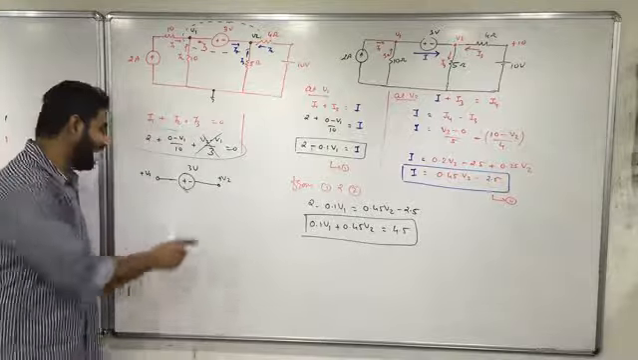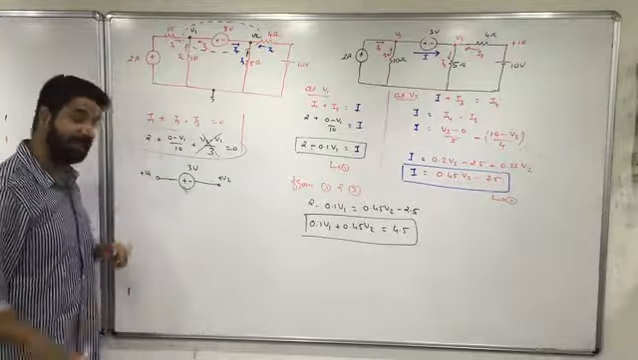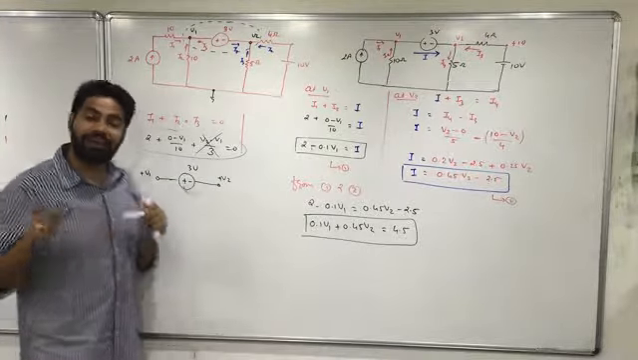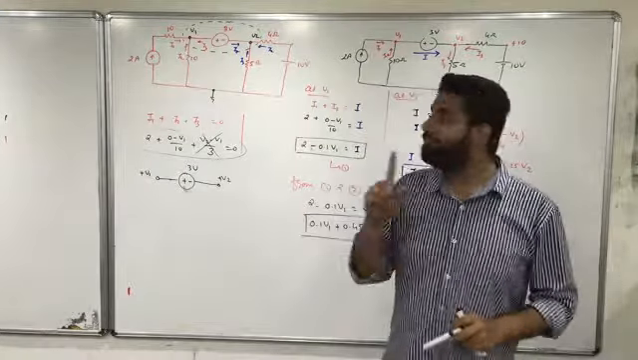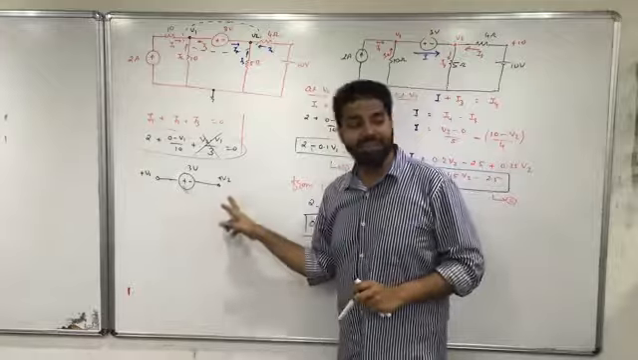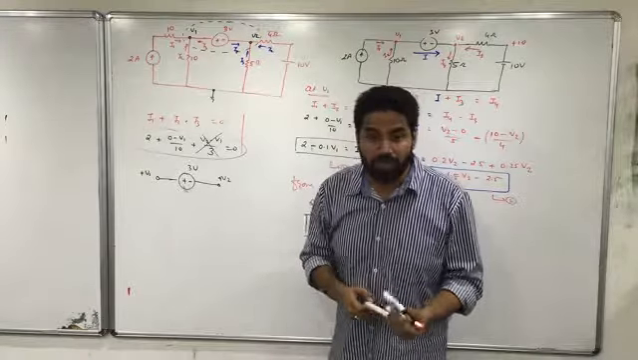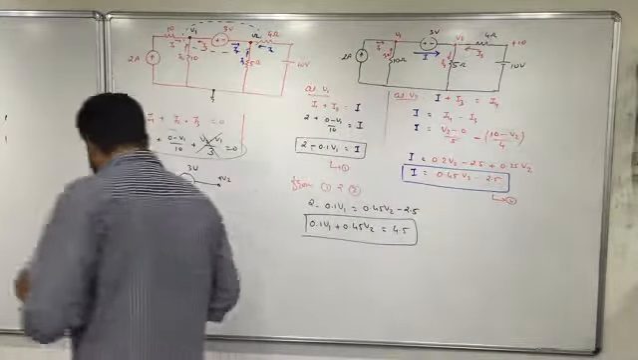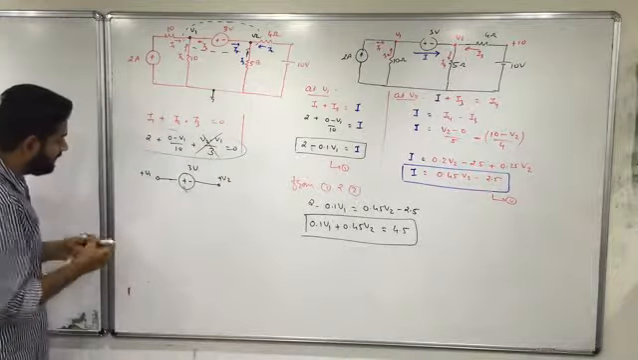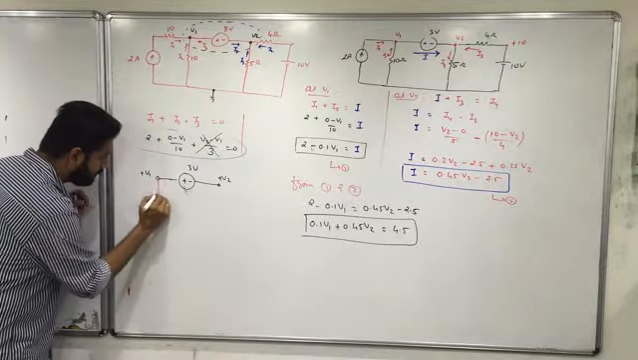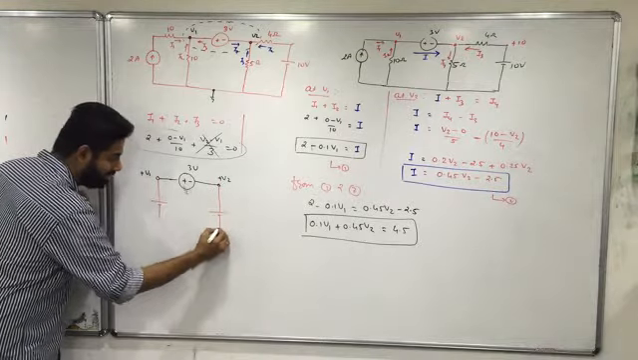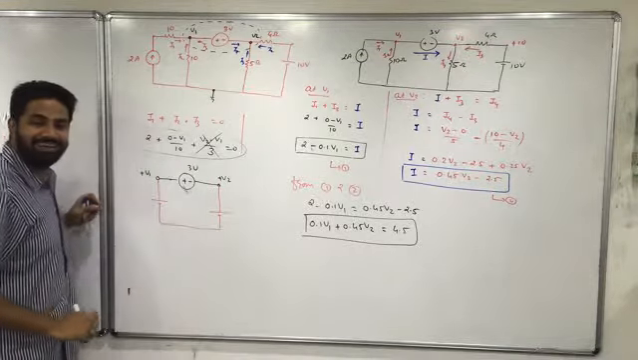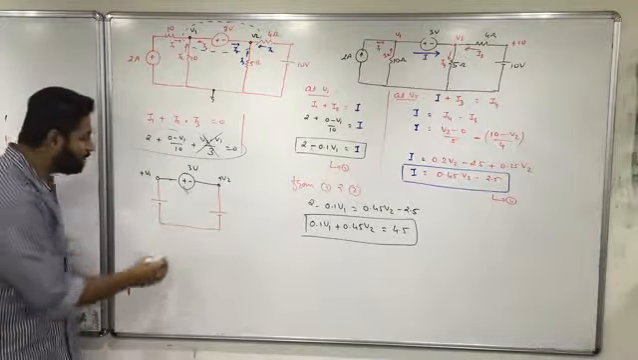Sir, how can we apply KVL in a rhyme? I have told you, the moment I started this chapter or topic, that when we have something like this, it is basically a network. It is a network like this. This is a network having such voltage sources. Now we can apply KVL.